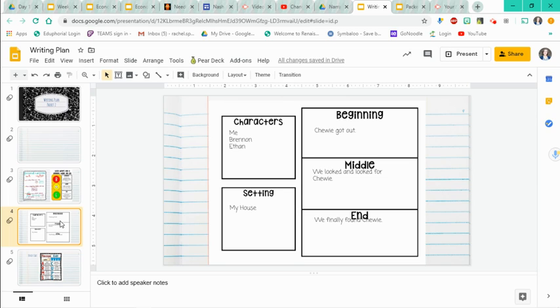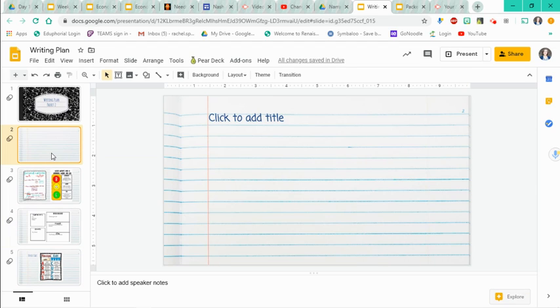And in the beginning of our story, we want to introduce what's going on, introduce the setting, and if there's going to be a problem, we usually introduce the problem here. So my problem is that Chewy got out. Now, your story may not necessarily have a problem in it, but this is where you would introduce it. The middle is going to tell the events of the story in order, which is how we looked for Chewy. And my story is going to end with us finding Chewy. That's going to be how my problem works out.